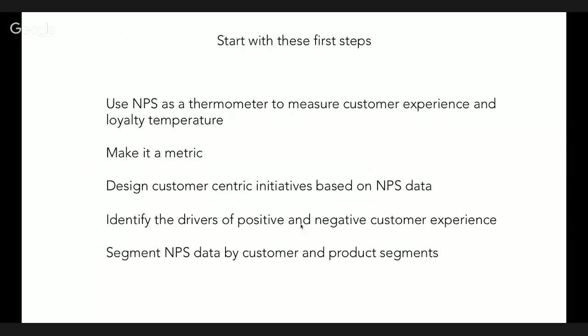First thing, use NPS as a thermometer to measure customer experience and loyalty temperature. It is a very simple metric that can give you the temperature of your customer's experience and loyalty. Additionally, make it a metric. Don't mix it with too many things. Make NPS the metric that is tracked, that is monitored day on day, week on week, and month on month, and just follow it like a religion in your organization. It will bear results. It is going to take time, but it will bear results.